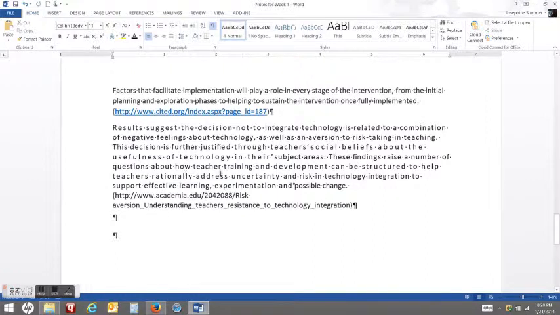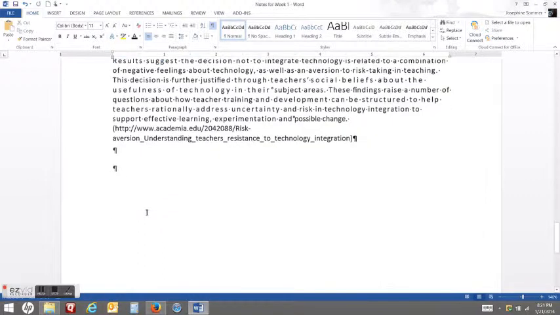The findings raise how teacher training development can be structured to help teachers rationally adjust uncertainty and risk in technology integration, learning, experimentation, and possible change.